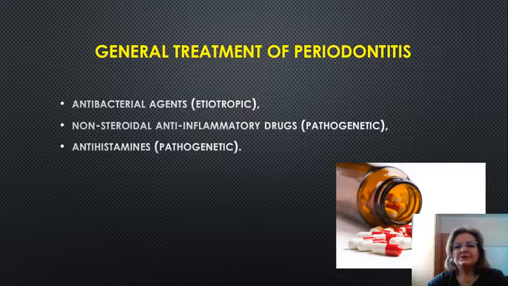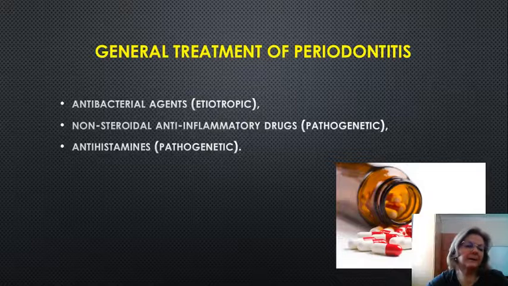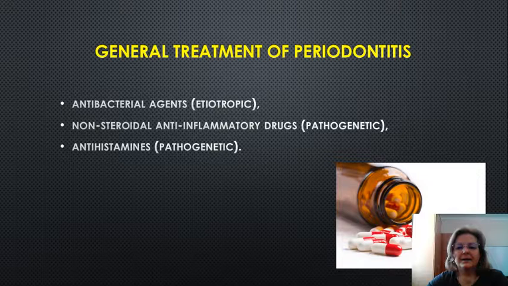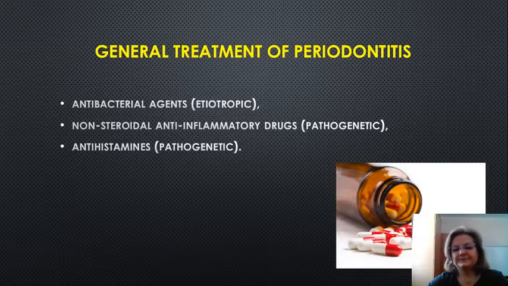Now we speak about general treatment of periodontitis. General treatment may contain some steps. Etiotropic: you use antibacterial agents, and pathogenetic treatment. Use non-steroidal anti-inflammatory drugs or steroidal drugs, and use antihistamine drugs.